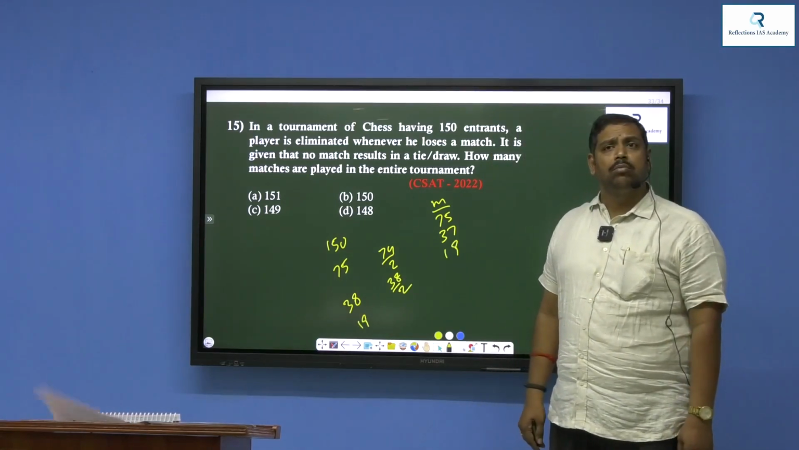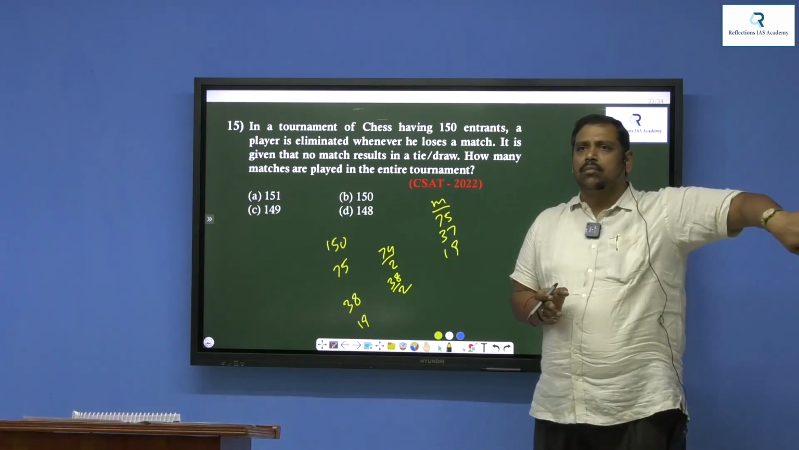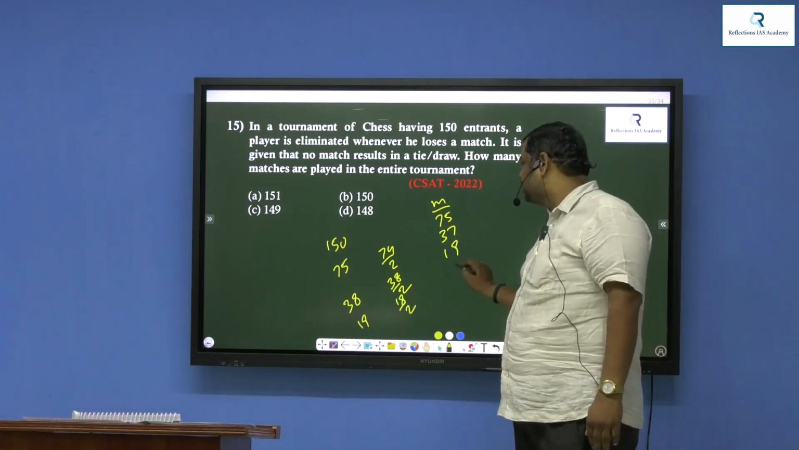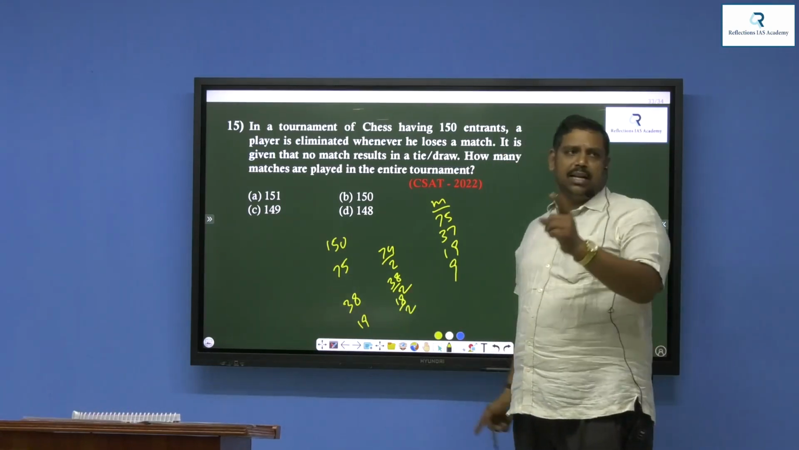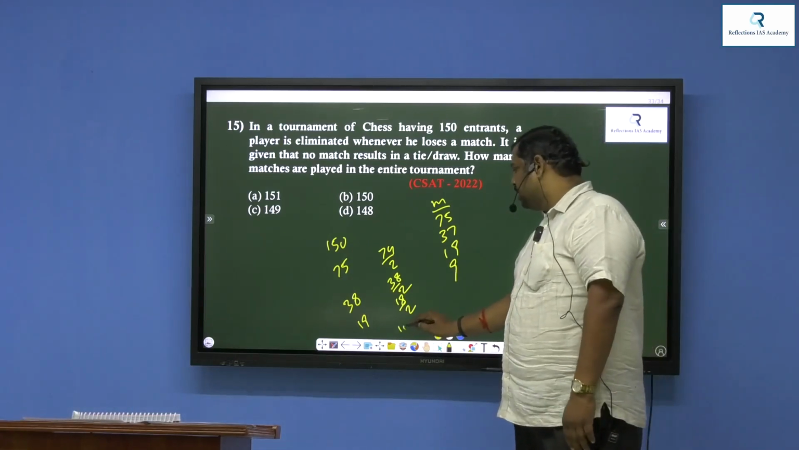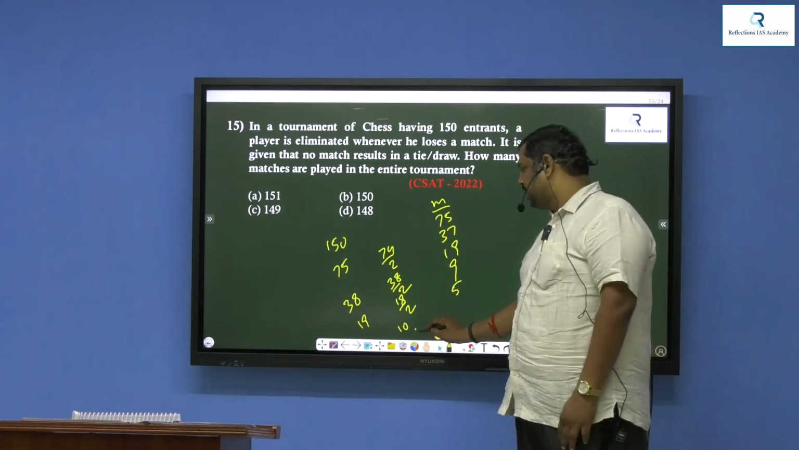Again, what should I do? 19 is an odd number. So one I will give a bye. Remaining 18 members I will conduct the matches, right or no? 18 by 2. So how many matches? 9. From the 9 matches, 9 outcomes. One person got the bye. Total how many? 10. 10 by 2 means 5 matches. So 5 winners for the next level.